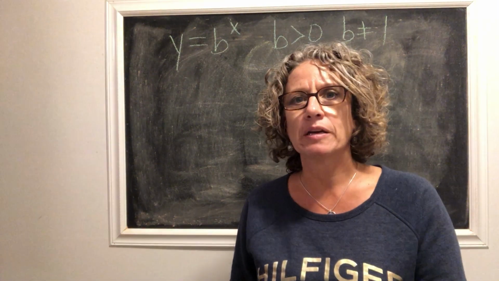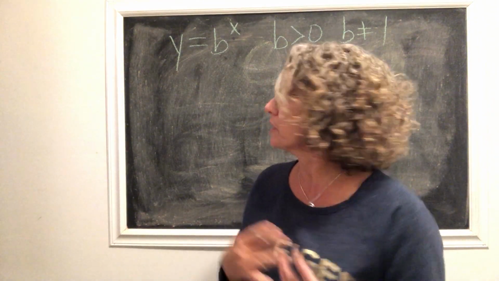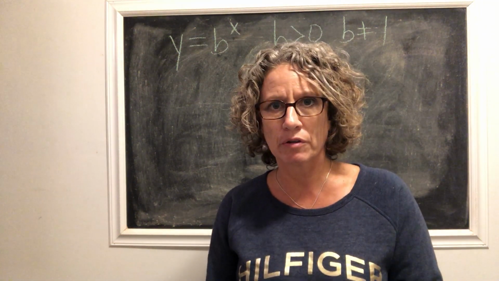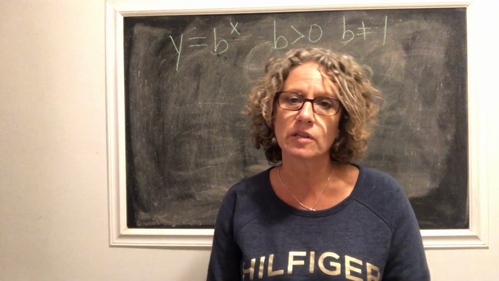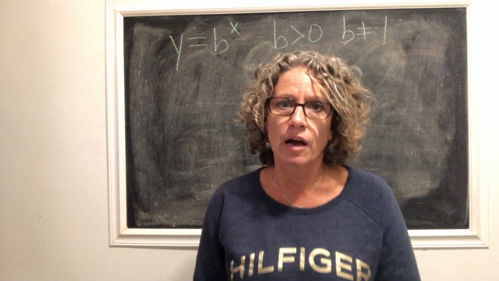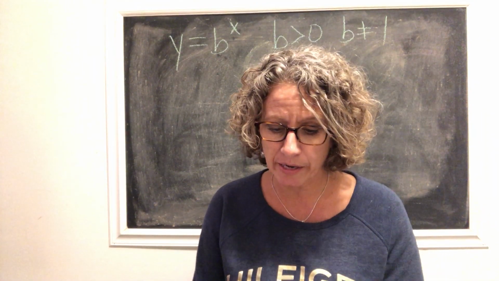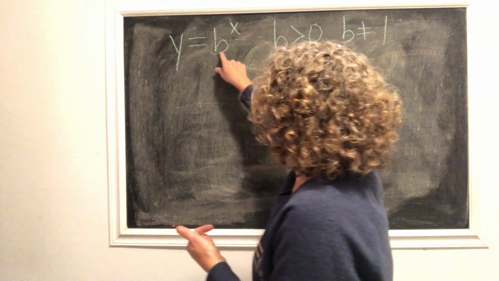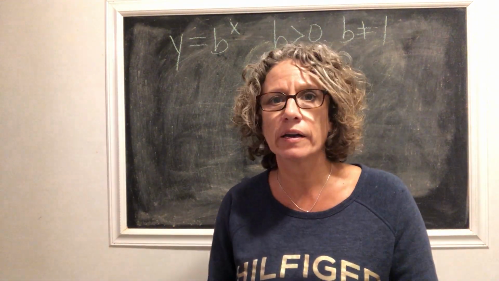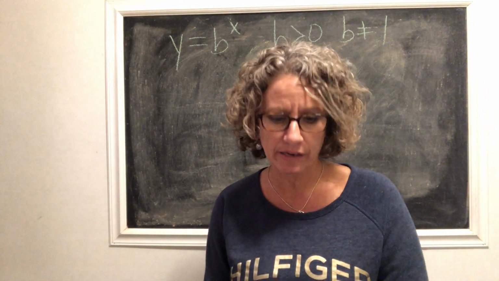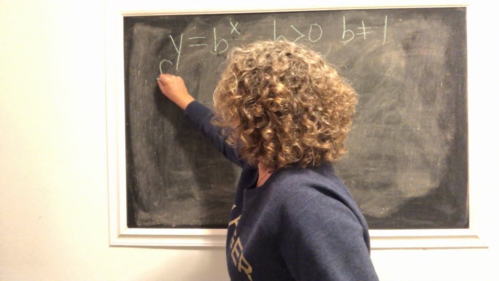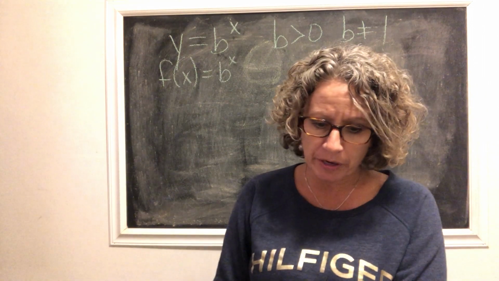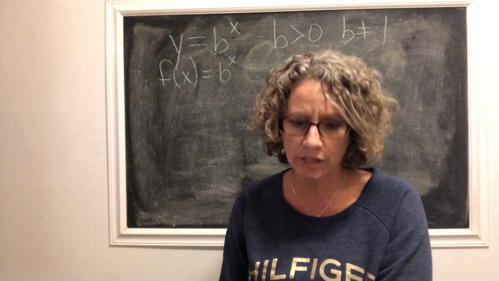So why can't we have a base equal to 0? It's pretty self-explanatory. If we use 0 as a base, 0 to any power is always going to equal 0, and we're just going to have a horizontal line, which doesn't look like an exponential function. And b cannot equal 1, because 1 raised to any power is always going to equal 1. That again is going to be a horizontal line and not an exponential function. So in function notation, f of x equals b raised to the x power, where b is greater than 0 and not equal to 1.